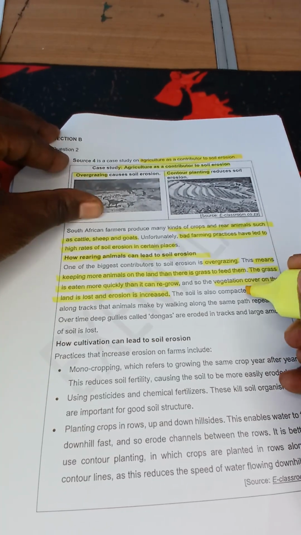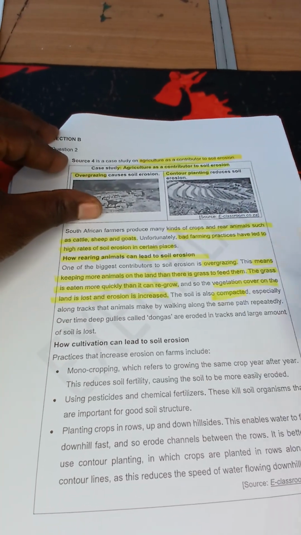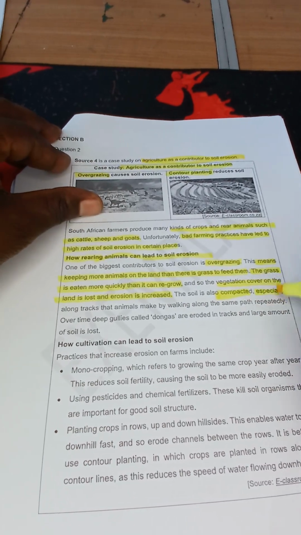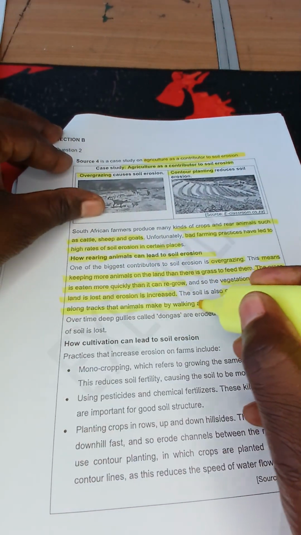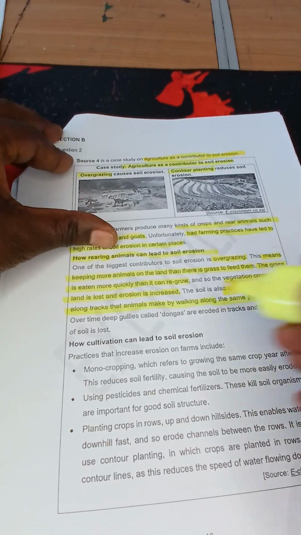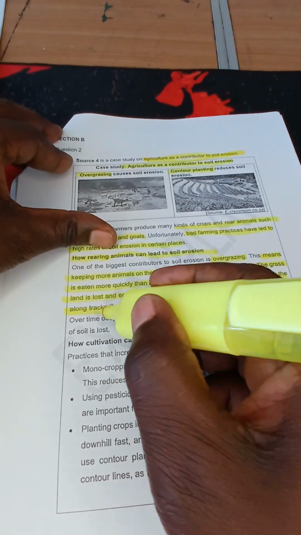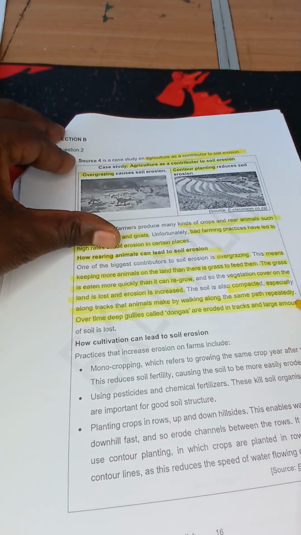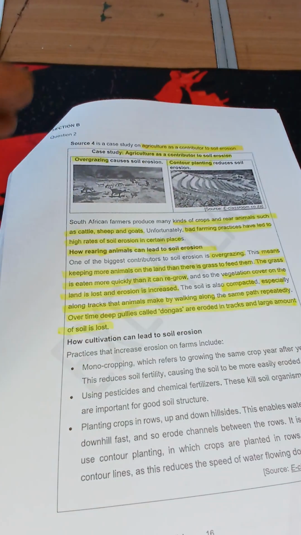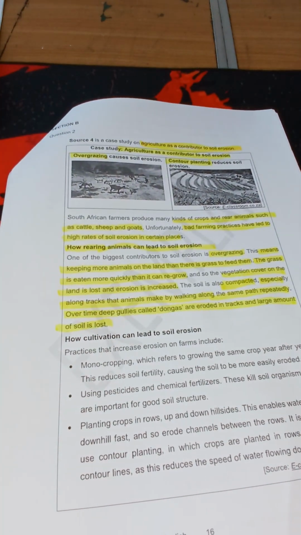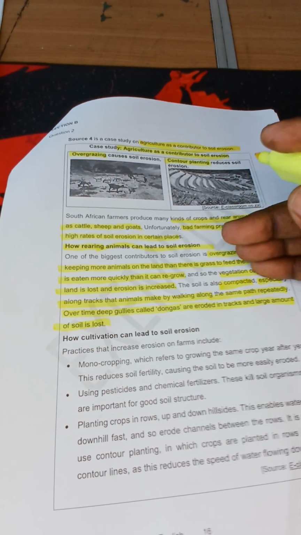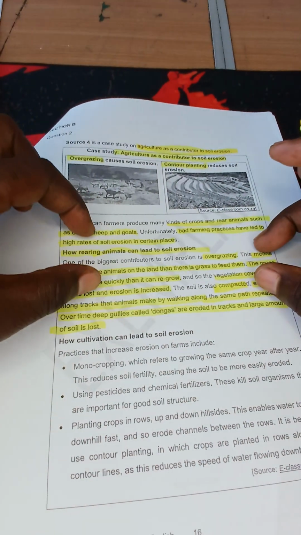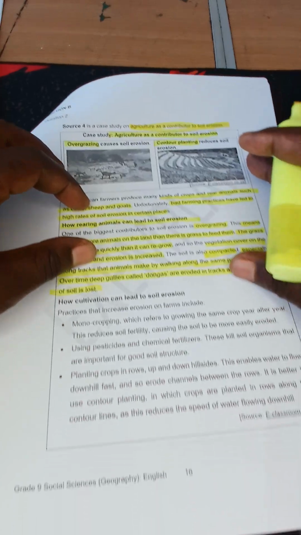The soil is compacted. That's another thing that happens. Remember the animals stepping on the soil. It is compacted especially by tracks that animals make by walking along the same path repeatedly. Over time, deep gullies called dongas are eroded in the tracks and a large amount of soil is lost. So this is how overgrazing, how rearing of animals, contributes to soil erosion. Obviously the information from here should help you to answer the questions that follow. So what else do we have?